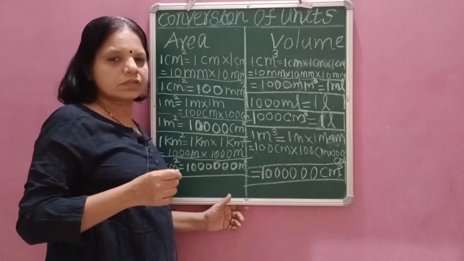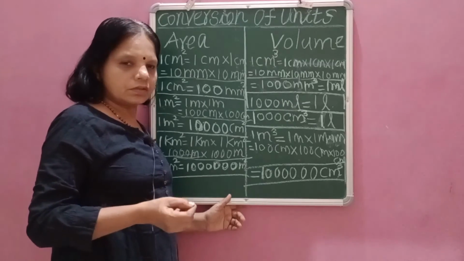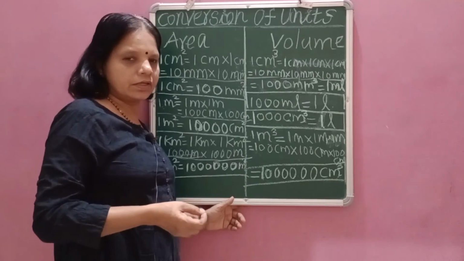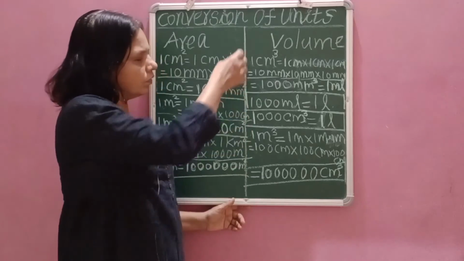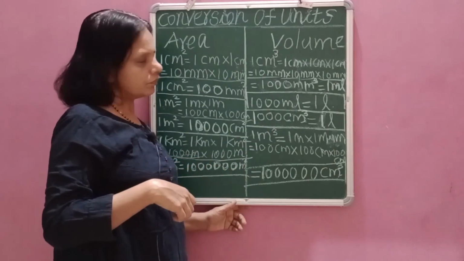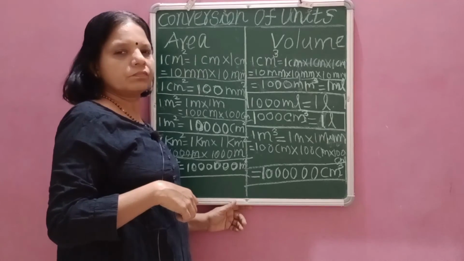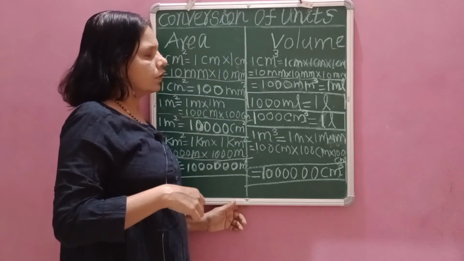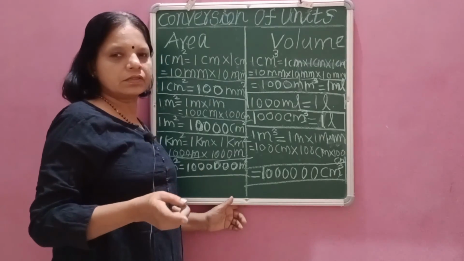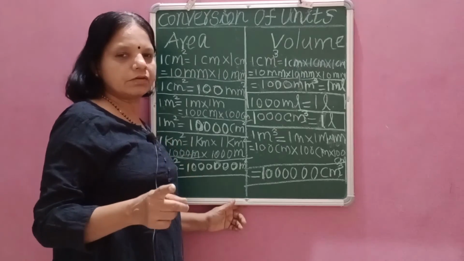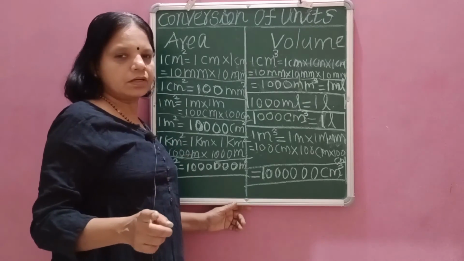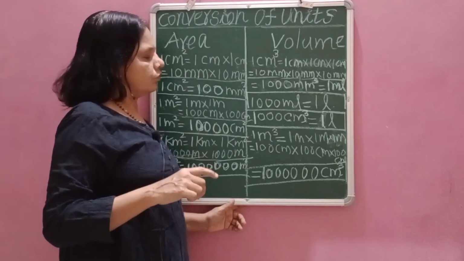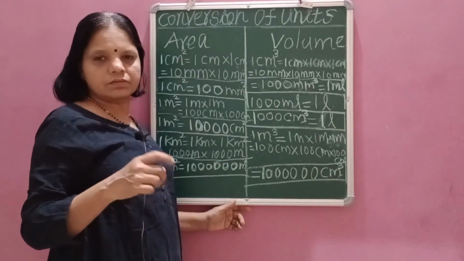Similarly, we can convert kilometer cube into meter cube, but that is not used frequently in day-to-day life. So only learn this conversion: centimeter cube into meter cube and millimeter cube. Also the relation between centimeter cube and milliliter is very important to understand: 1 centimeter cube equal to 1 ml, and 1000 ml equal to 1 liter. Therefore 1000 centimeter cube equal to 1 liter.